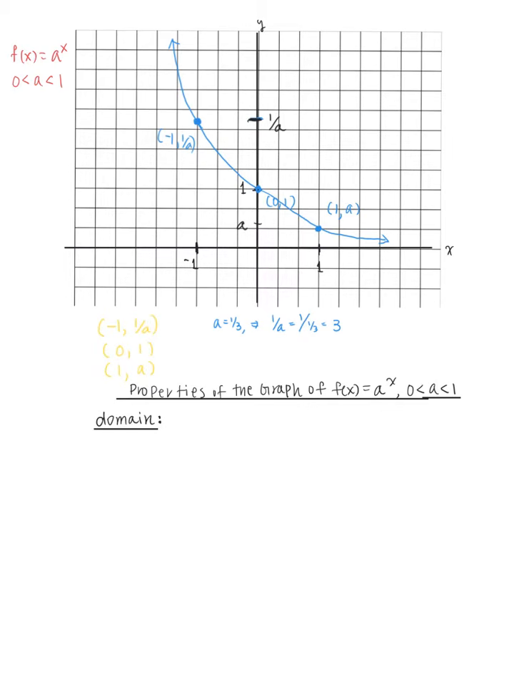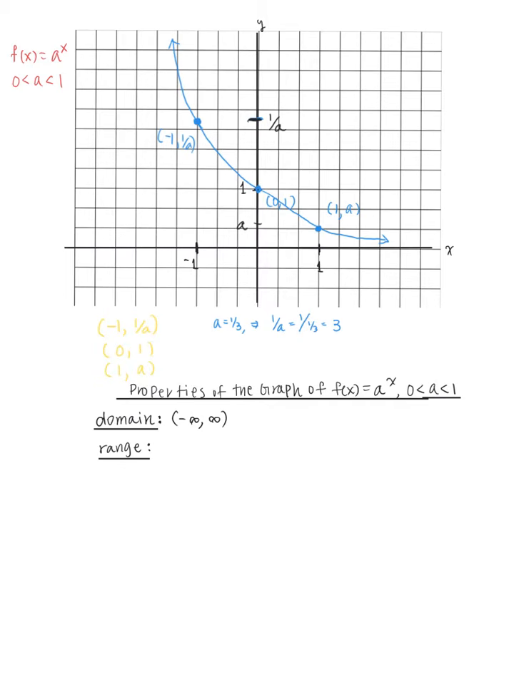Let's first go with the domain. The domain is suitable x values where the graph is defined. So notice that this graph is defined all along the x-axis. So again, our domain is going to be all real numbers, which is from -infinity to infinity.